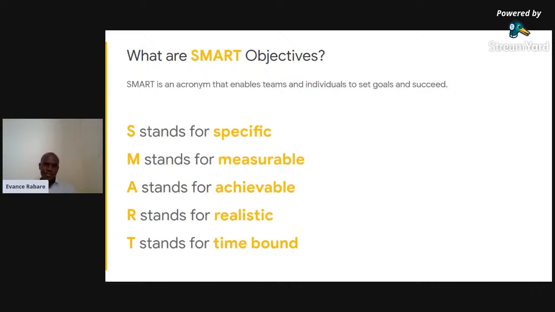Realistic. Are the goals likely to be achieved, or is it merely a dream? T stands for time bound or timely. When do you want to complete the goal? What is the time frame or the end date in mind? So it needs to have a goal. If you want to achieve something, give it a time, in three months or in one month.